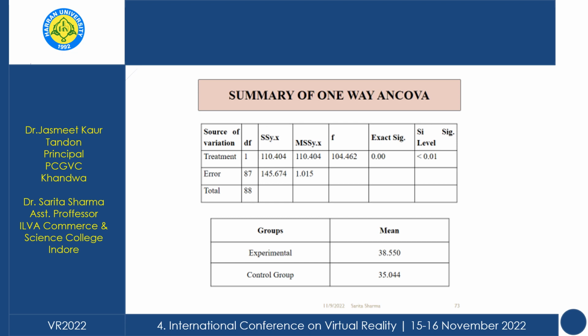Here is the summary of one-way ANCOVA, where we can see that the significance value is 0.001, which is less than 0.05. So here again the condition is fulfilled, as a result of which the groups were compared with respect to their means, and we found that the experimental group scored higher as compared to the control group. The mean scores of the experimental group were 38.550 and that of the control group was 35.044.